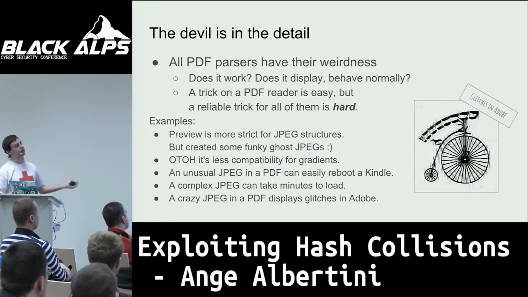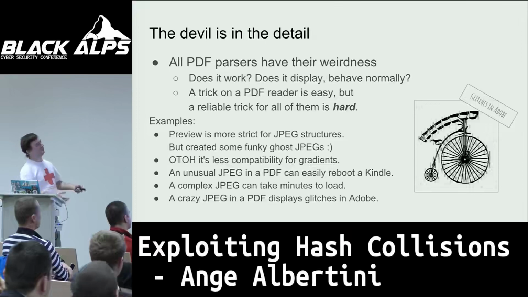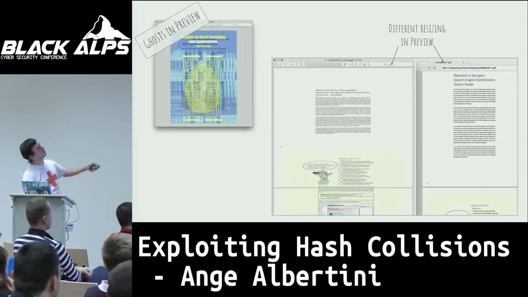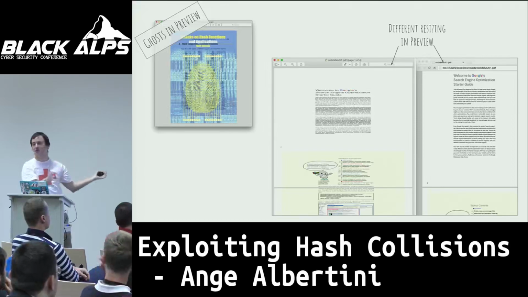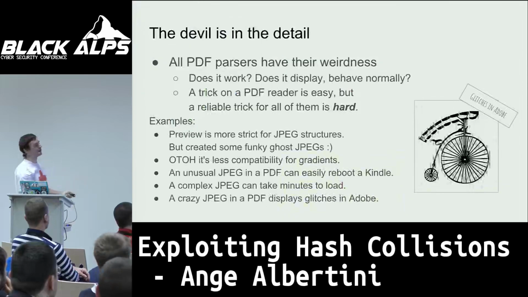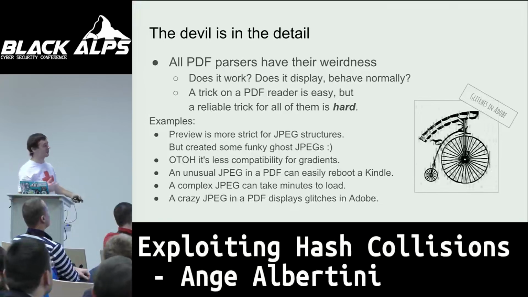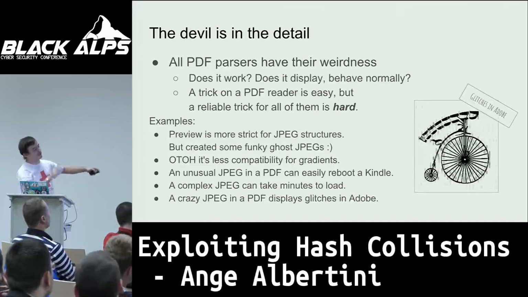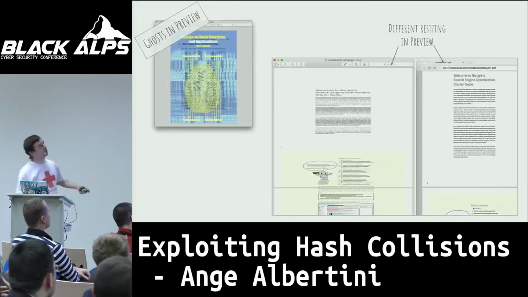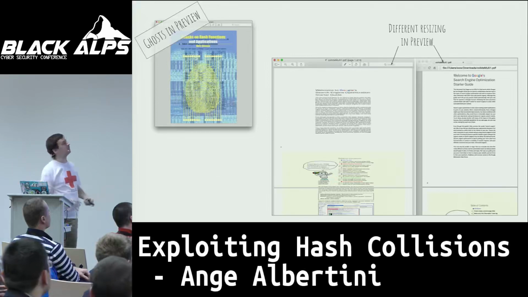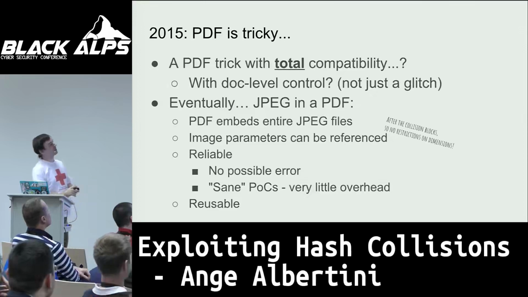Getting one trick on a PDF reader is easy, but getting a trick on all of them is very hard. For example, Preview is more strict with JPEG structure, but here you have a JPEG with two JPEGs displayed transparently on top of each other, and there's no transparency in JPEG anyway. That was a first funny one. If you put an unusual JPEG in a PDF, it can reboot a Kindle, for example, or take very long. Or if you have a completely crazy JPEG in a PDF, it displays glitches only in Adobe, because why not? Or here, the ratio in Preview and Safari are different, because PDF. So again, PDF is tricky.